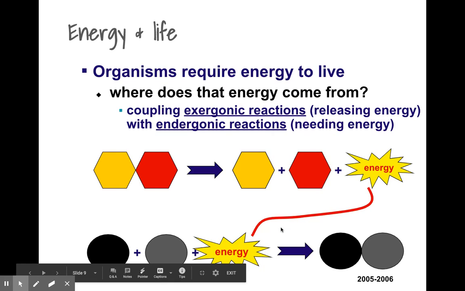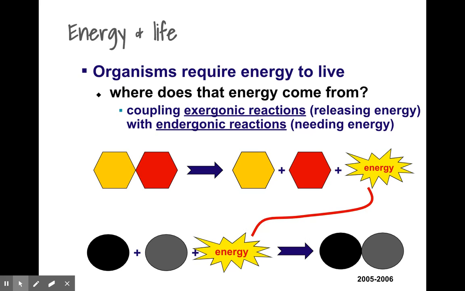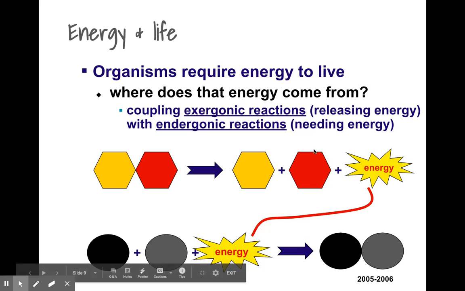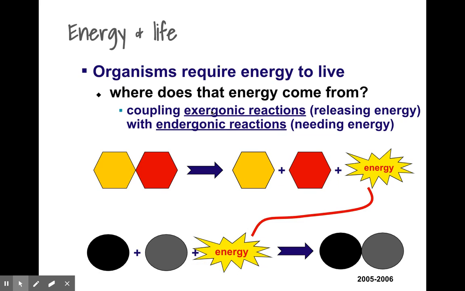All right, so same thing, like we said, our energy and life. Organisms require energy to live, just like me and just like you. So where does that energy come from? Well, the energy comes from a coupling of our reactions. So these two reactions basically need each other, our endergonic and our exergonic reactions.